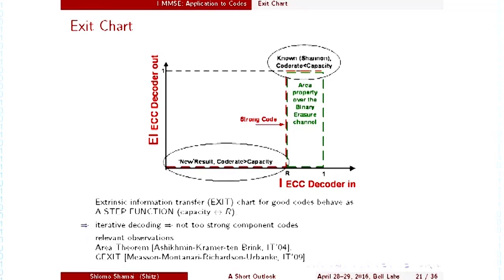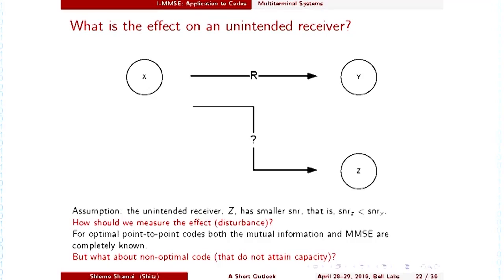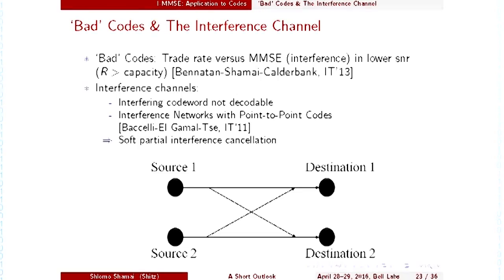The models are very basic, still point to point. How about interference? I communicate with Michelle, I introduce interference to Marcos. What do we do? How do you control interference with this approach? Controlling interference, fine. How do you define interference? And here we have the classical interference channel, even the Gaussian, still open, unfortunately.